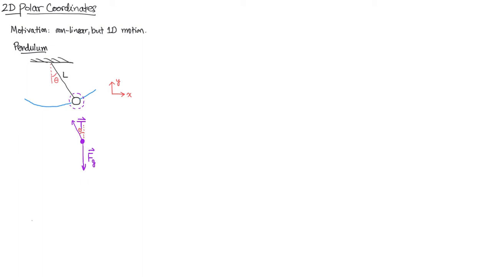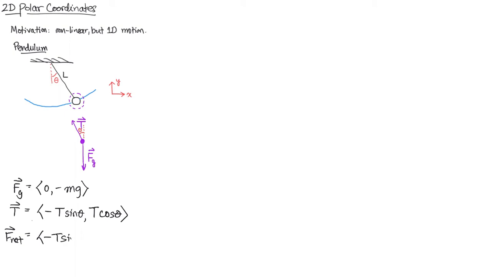So we can write out all these forces. The gravitational force points in the minus y direction, and the tension force has components in both the x and the y direction. In the x direction, the tension force points to the left, minus T sine theta, and in the vertical direction it has an upward component, that's plus T cosine theta. So our net force has both an x and a y component.